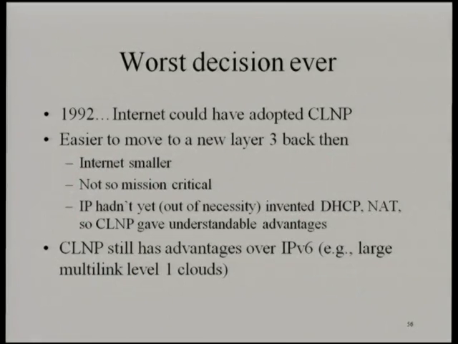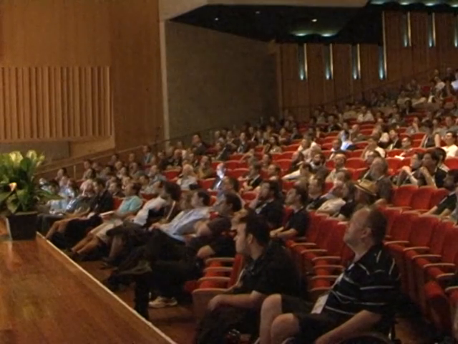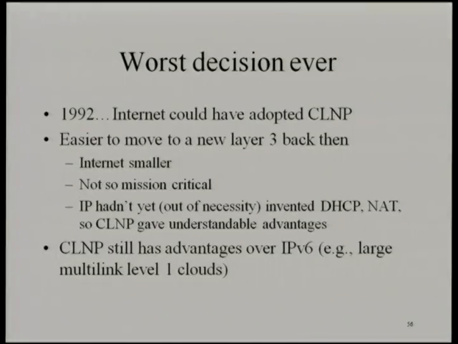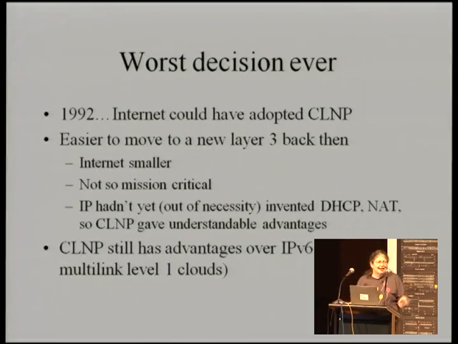So the single worst decision in the history of mankind was that in 1992, someone said, hey, IP addresses are too small. Why don't we adopt ISO's packet format with 20-byte addresses? But just because of, sort of, this not invented here.